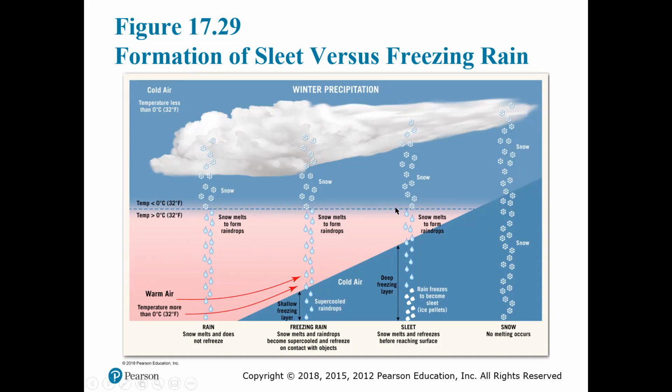Now sleet, okay, is when we have a deeper freezing layer. So instead of supercooling, we actually get the rain becoming completely frozen before it hits the ground, and that's called sleet. Okay. Now, if the snow doesn't encounter any warm air at all on its way down, then it starts as snow and it continues falling as snow.